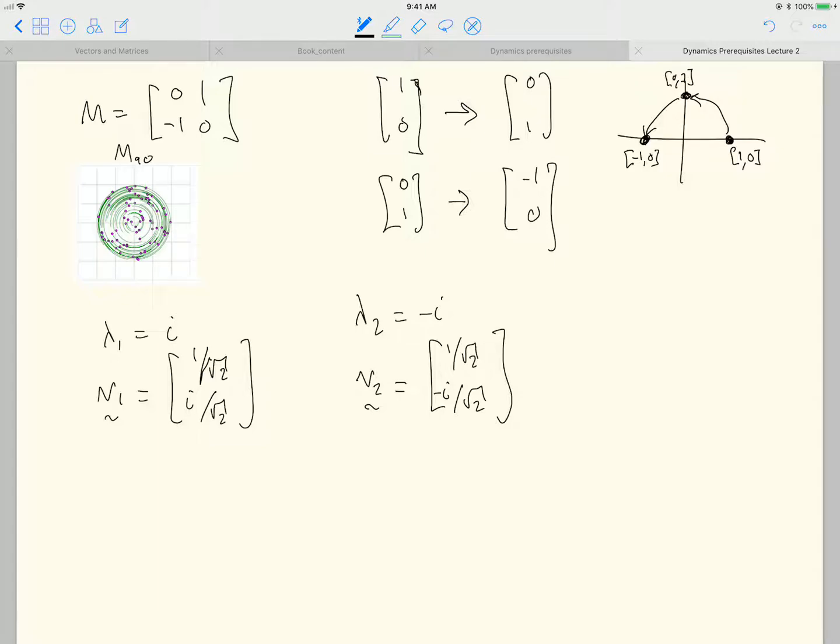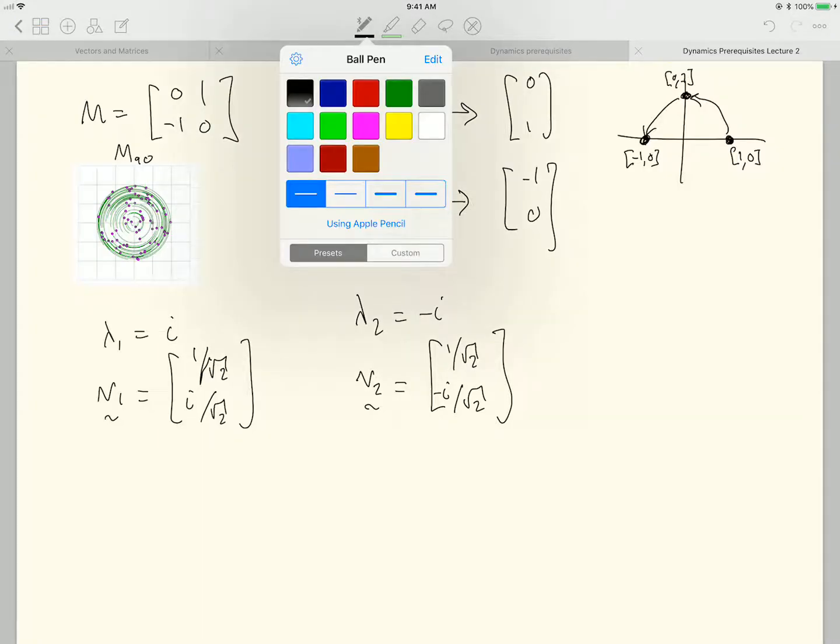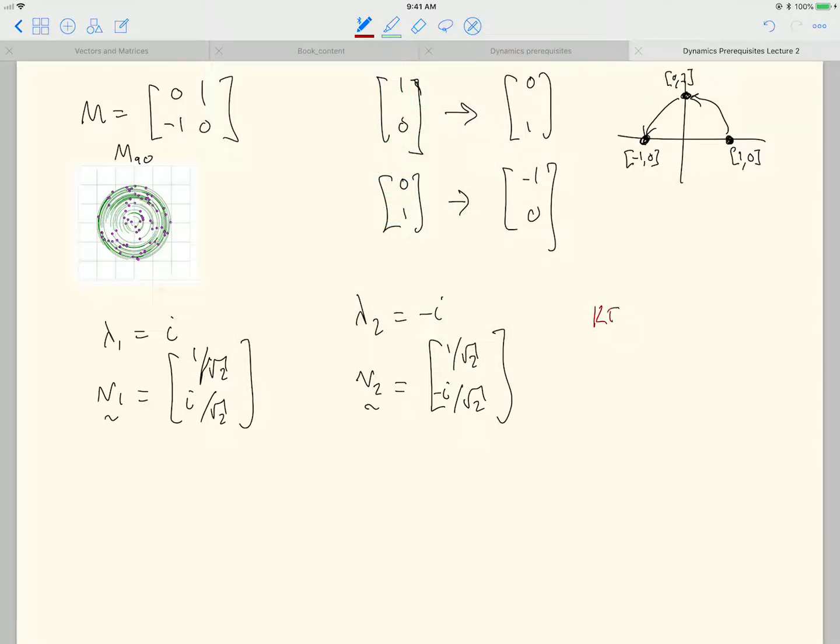So this is the point where I wanted to emphasize: keep calm and carry on. Because you might look at this and say, what the heck does that mean? How am I going to work with this? What's an imaginary eigenvector? It's just a notational convenience. We're going to keep going. So the first thing to do is let's check that these, in fact, are eigenvectors. So let's check the first one. Let's multiply the matrix times that eigenvector.